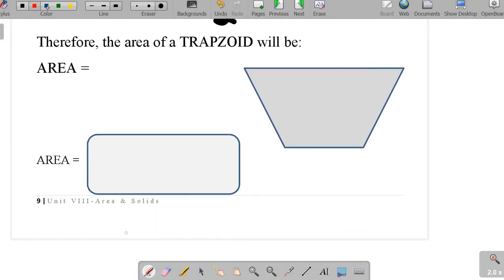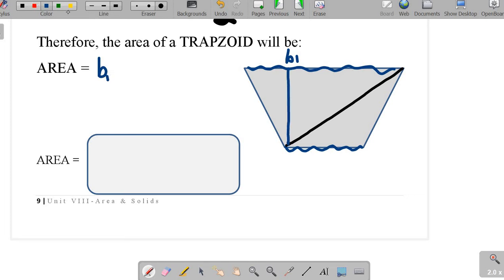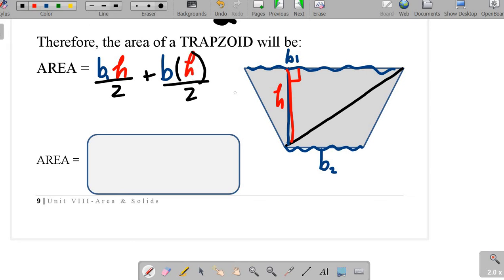So for a trapezoid, the area of the trapezoid, if you go like this, I just need you to see where this equation comes from. It's basically one triangle base, first base, times the height, base times height, over 2, plus the second base times the same height, over 2.